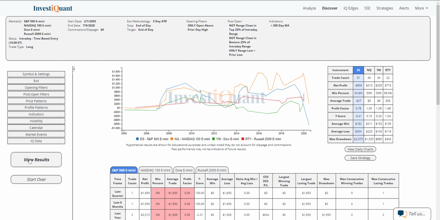All right, so here are the results, and these again are based upon going long at 3 p.m. Eastern time, exiting at the close 4:15 p.m. Eastern time. When you open above the prior day high, your low is less than the prior day low, and you're trading in the middle portion of the range. And I'm defining the middle portion of the range as plus or minus 25% of the range from the midpoint. So the middle 50% of the daily range, and above a 200-day moving average. So we've got 31 samples in the ES, 40 in the NASDAQ, 34 in the YM, 22 in the Russell.